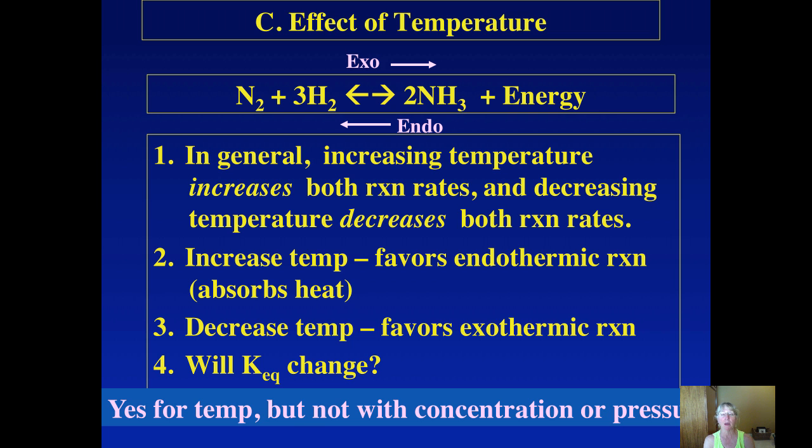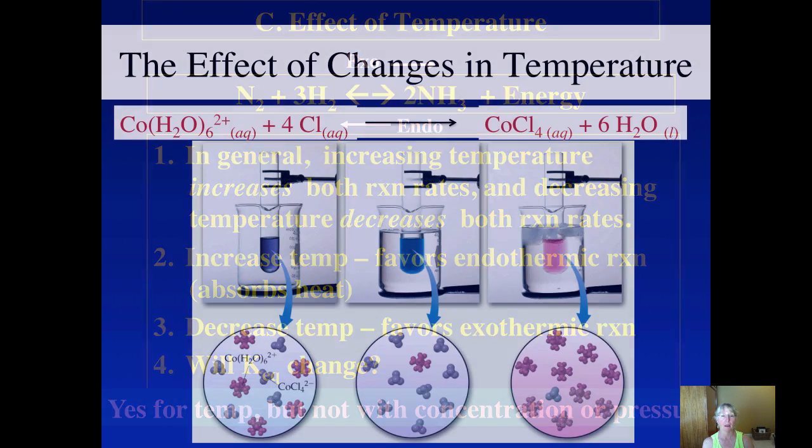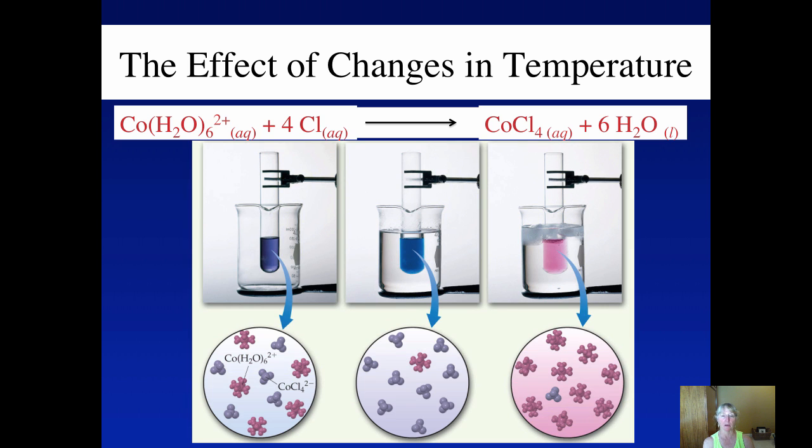It's just a number, and the size of the number tells you who is favored at equilibrium, reactants or products. Changing the temperature always changes the equilibrium constant. Concentration and pressure changes will not have any impact on the equilibrium constant. And as you'll see on the third and last vodcast, it's a very simple calculation to do. So let's look at a picture of what's happening when you use the cobalt reaction.